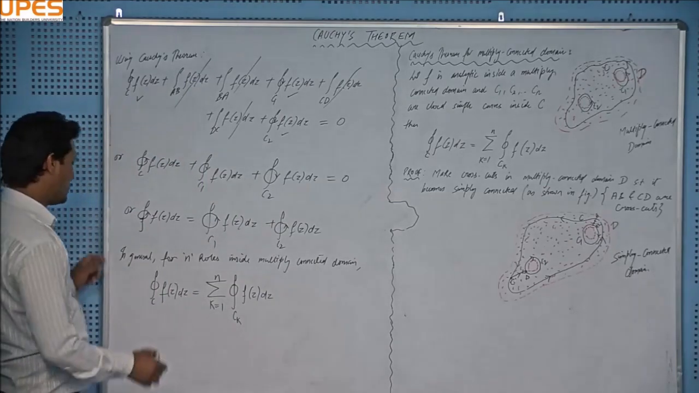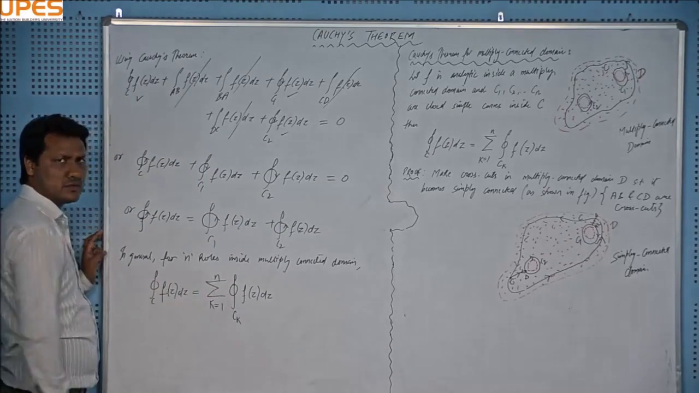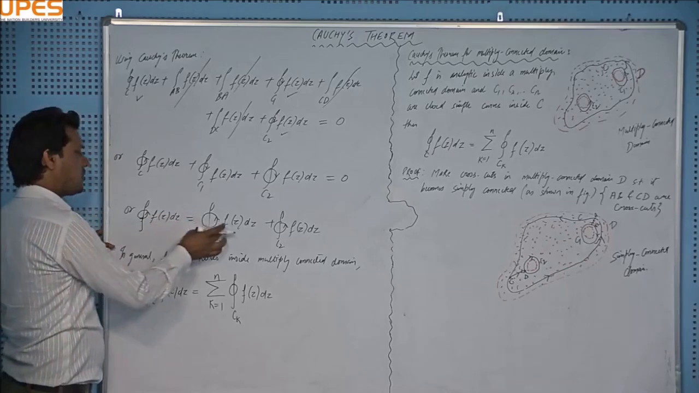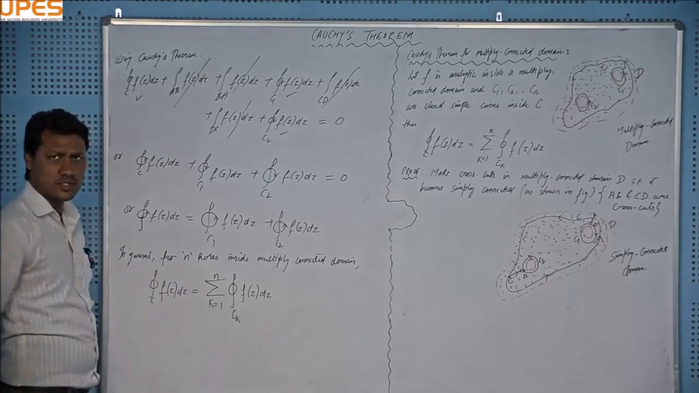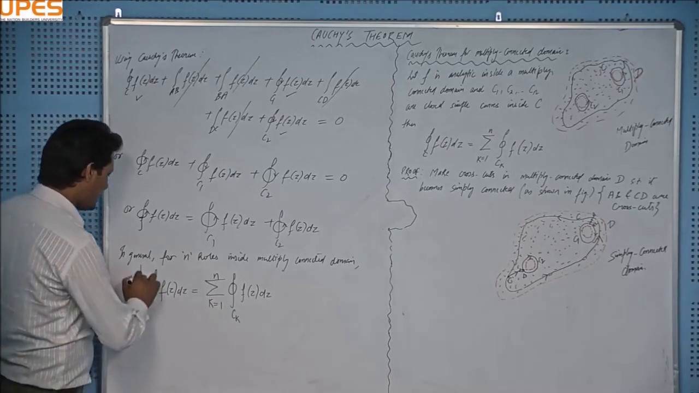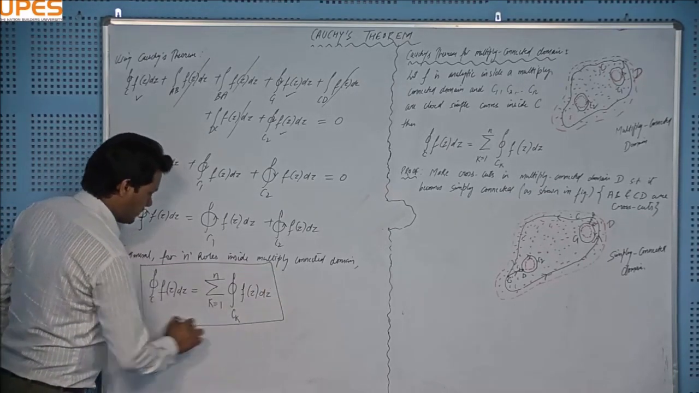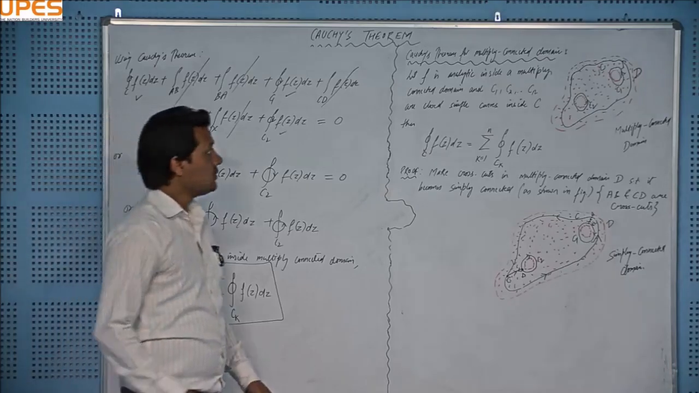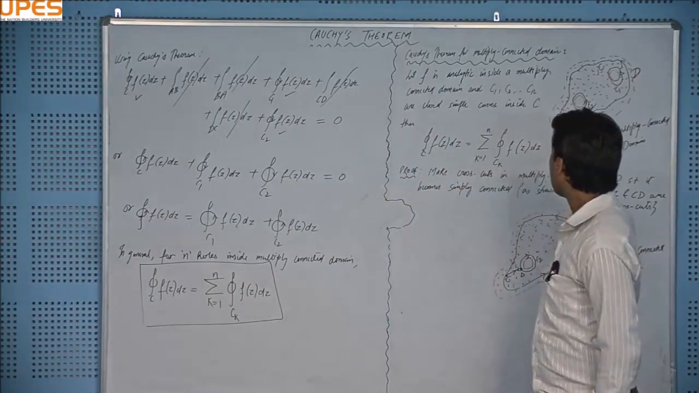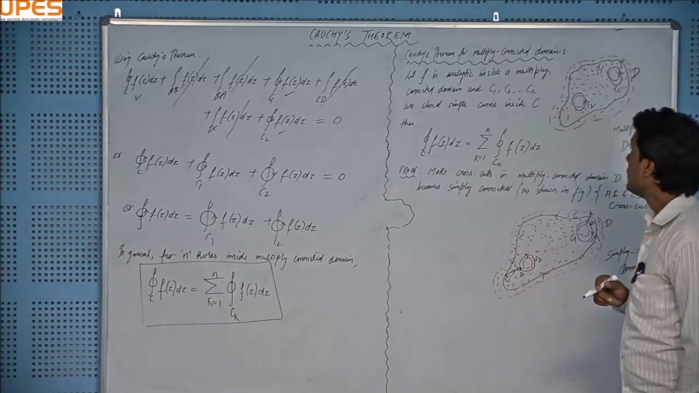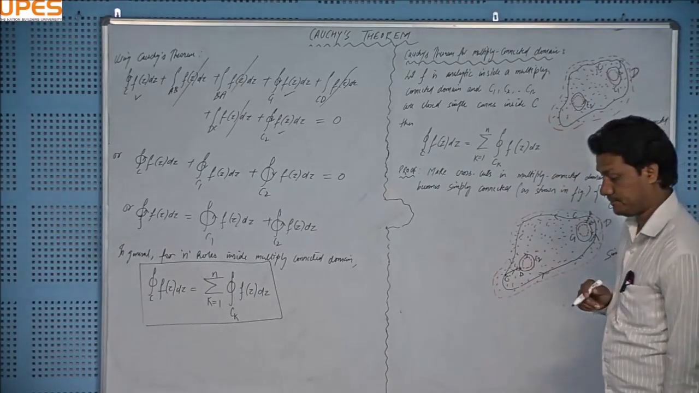And generally we don't put an arrow here. Whether you put an anti-clockwise arrow or clockwise direction, both are the same. Okay, fine. So now I will take an example of such a multiply connected domain.